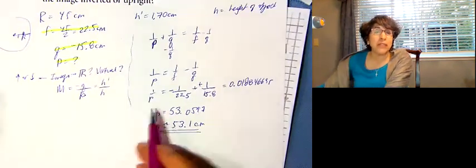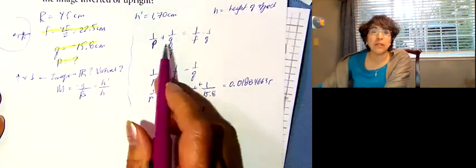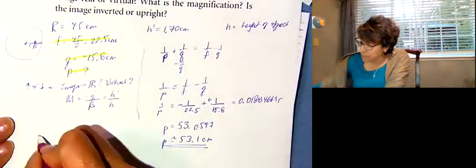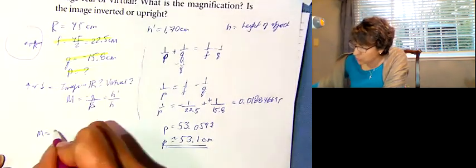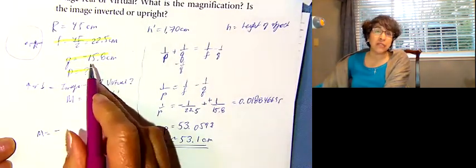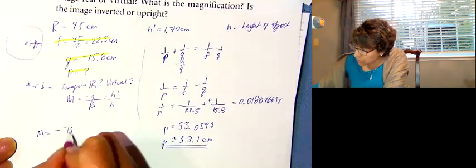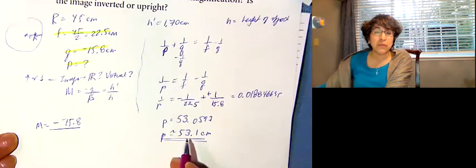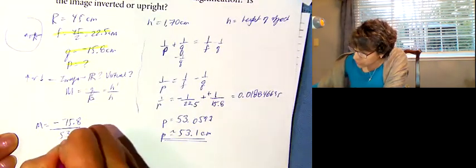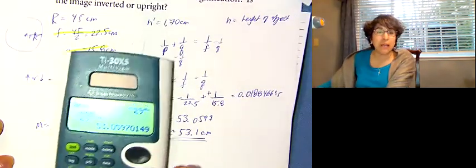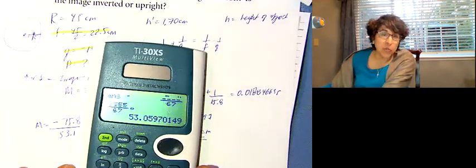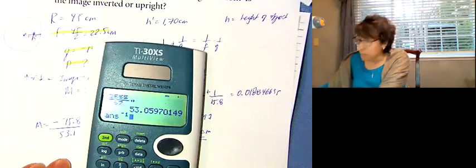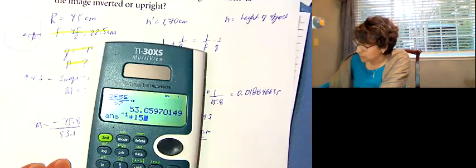Now they want to know what the magnification is. Well, you've got a couple of choices here. I gave you negative Q over P for magnification. So let's do negative Q, but the Q is a negative 15.8, so negative 15.8 all over P. And we just figured out what P is, 53.1. I'm just going to leave it in my calculator. Here's my little trick. I don't want to retype that. So I say, what's the inverse of that? And then I multiply that by 15.8.